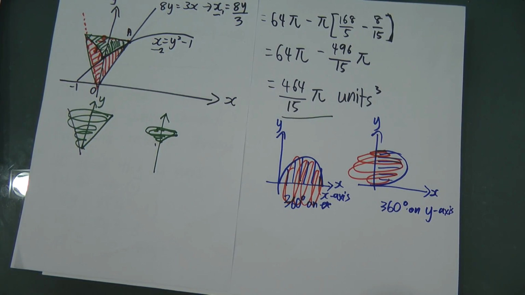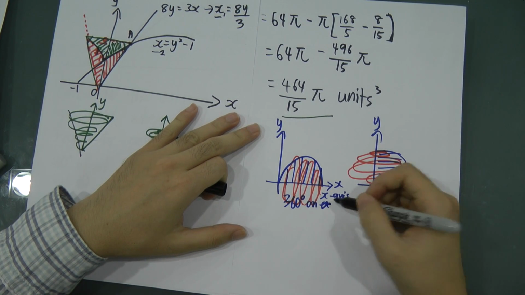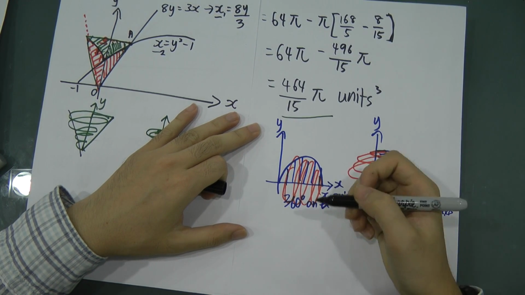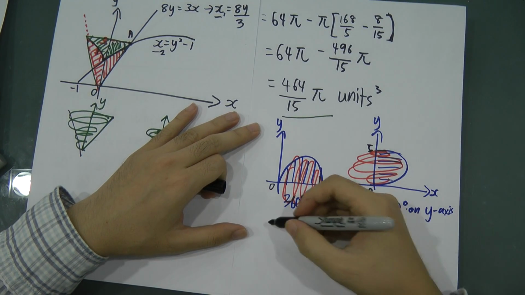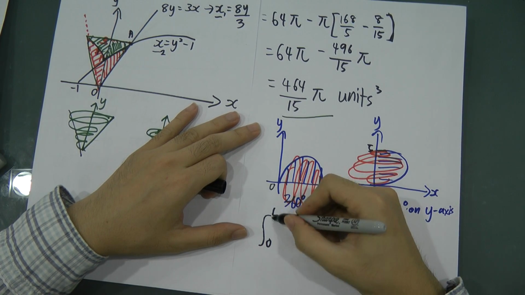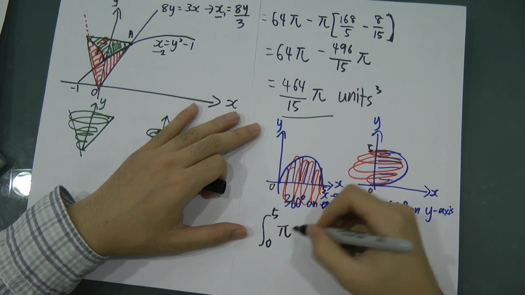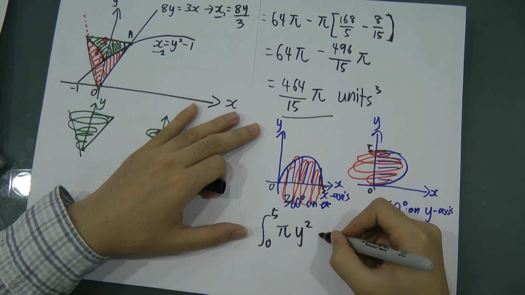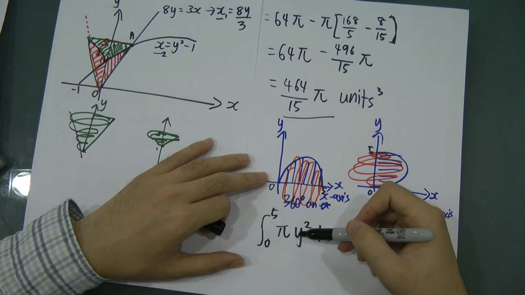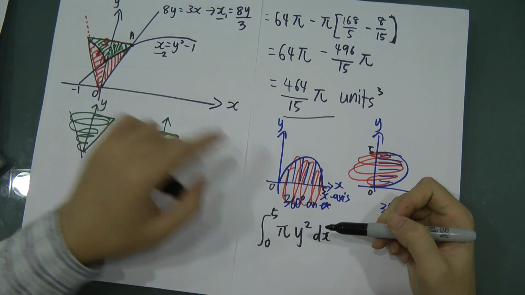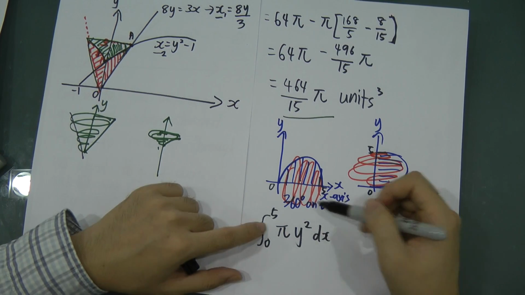So what is the formula if you rotate on the x-axis? Rotate on the x-axis, the formula is something like this. Let's say we put 0 to 5 for both, it will be easy. So we integrate 0 to 5, on the x-axis, right? So what you need to do is pi y squared dx. Then only you see what your y is. Let's say in this one, y equals the square root of x plus 1, then you put the square root of x plus 1 and then square it.